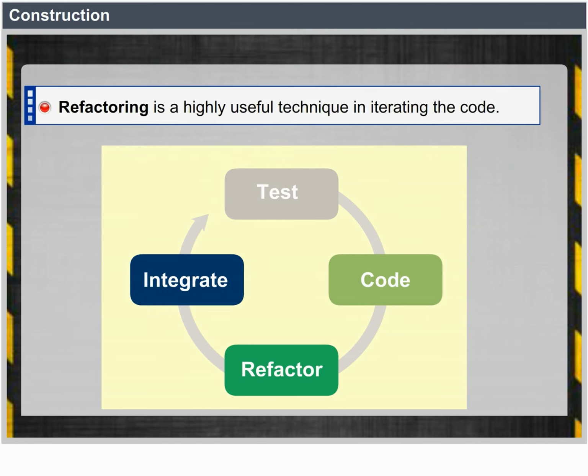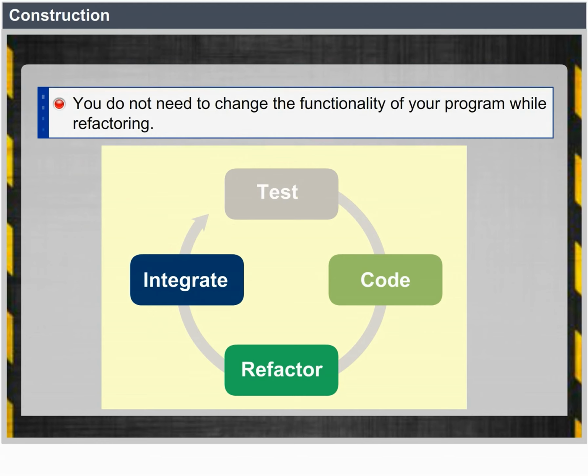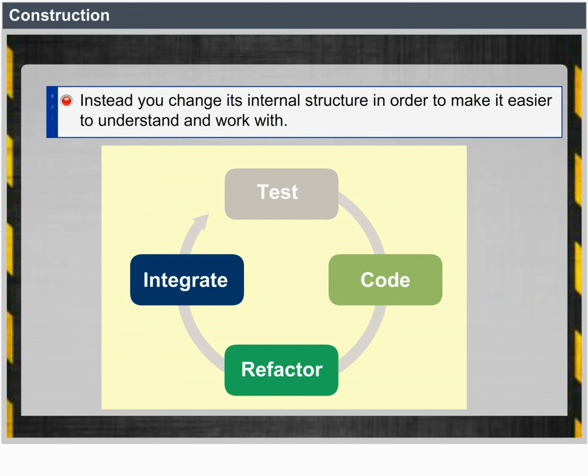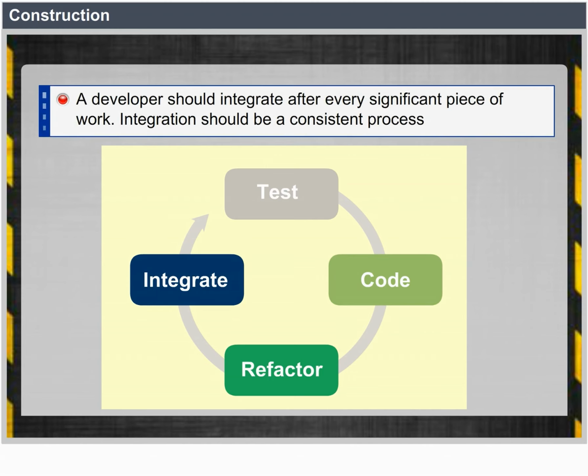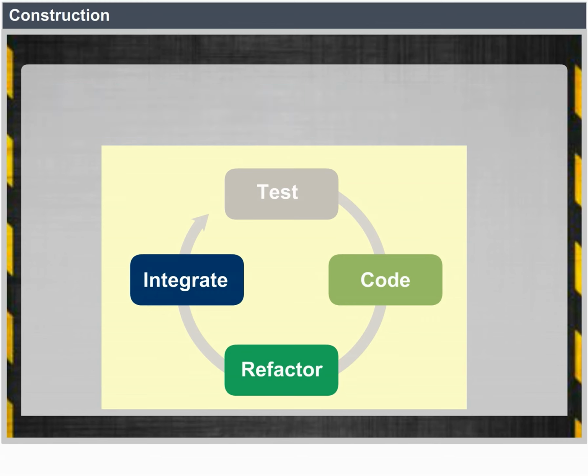Refactoring is a highly useful technique in iterating the code. You do not need to change the functionality of your program while refactoring. Instead, you change its internal structure in order to make it easier to understand and work with. It is a good idea to keep an eye on the amount of code thrown away in iteration. A developer should integrate after every significant piece of work. Integration should be a consistent process.